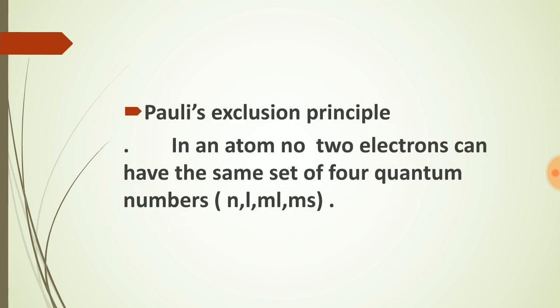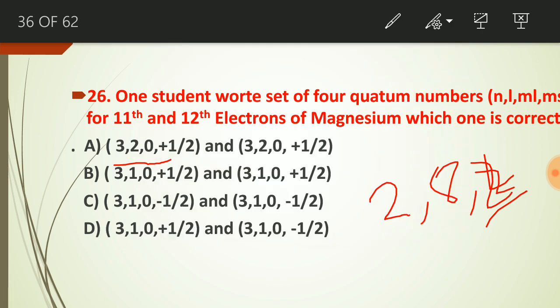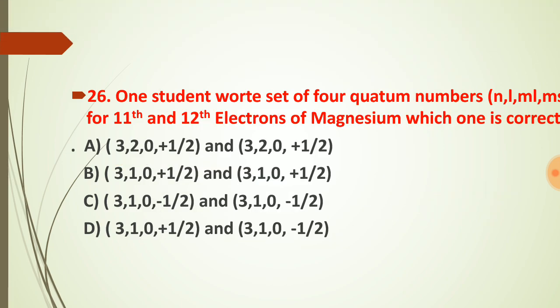For this we need to know Pauli's exclusion principle. According to Pauli's exclusion principle, in an atom no two electrons can have the same set of four quantum numbers. If they are the same, then that cannot be the answer. If we see our second option choice, they are the same: 3, 1 is 1, 0 is 0, plus half and minus half. If you see option choice C, these are all the same. Option choice D also, all are the same. So they cannot be the 11th and 12th electron.